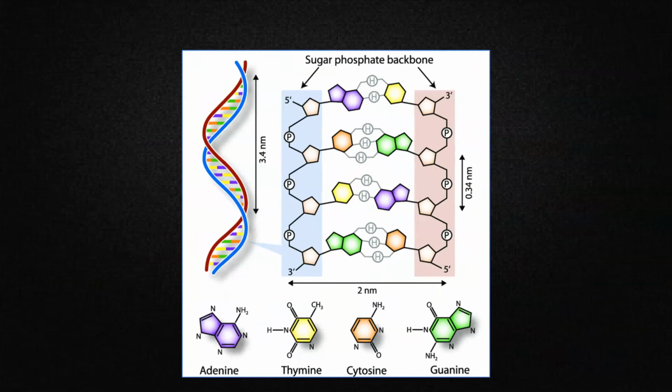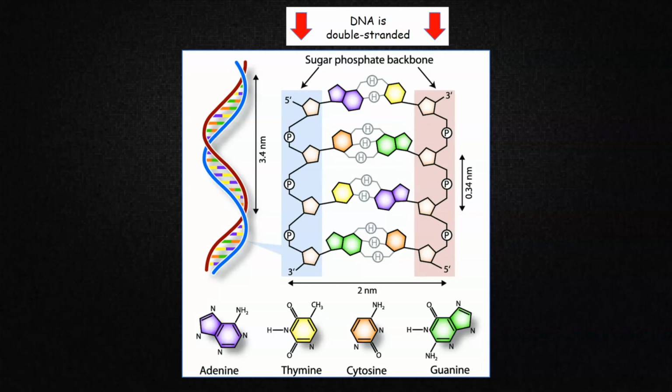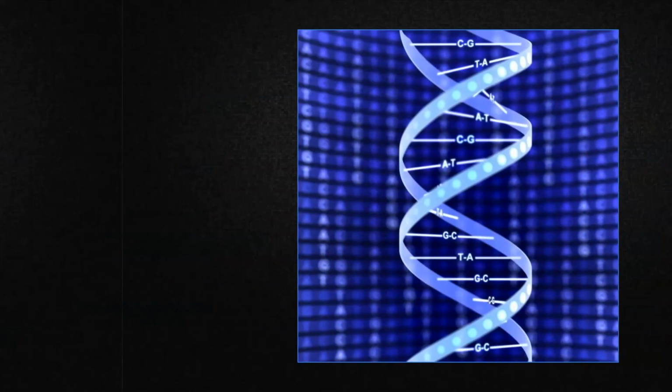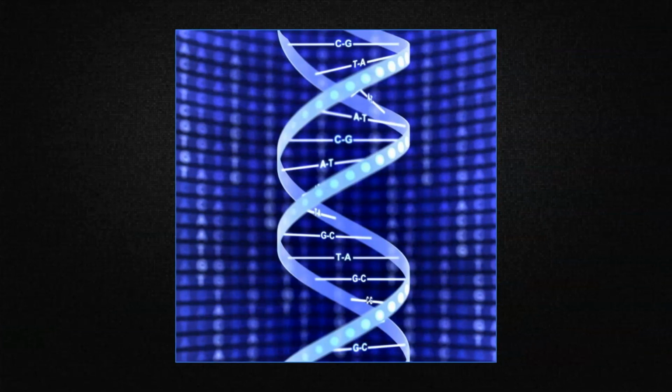As one will probably know, DNA is double-stranded. This works due to hydrogen bonds existing between the nitrogenous bases. Just a reminder, hydrogen bonds are formed between hydrogen and a more electronegative atom or group. They are weak individually, but collectively very strong. And now we have a double helix DNA structure ready to be transcribed into messenger RNA.